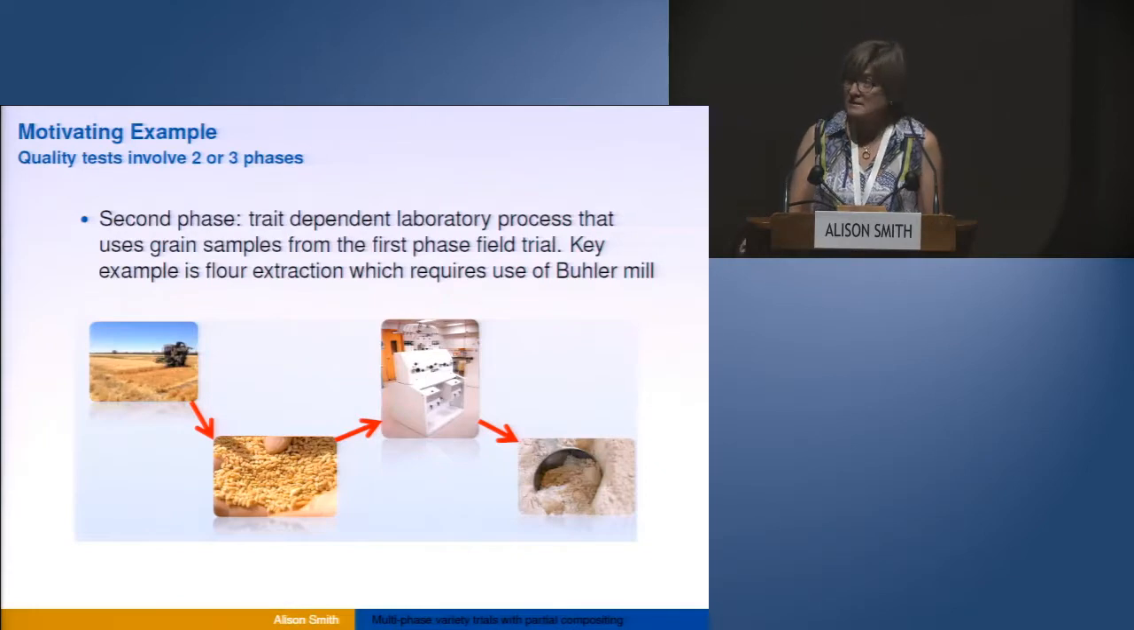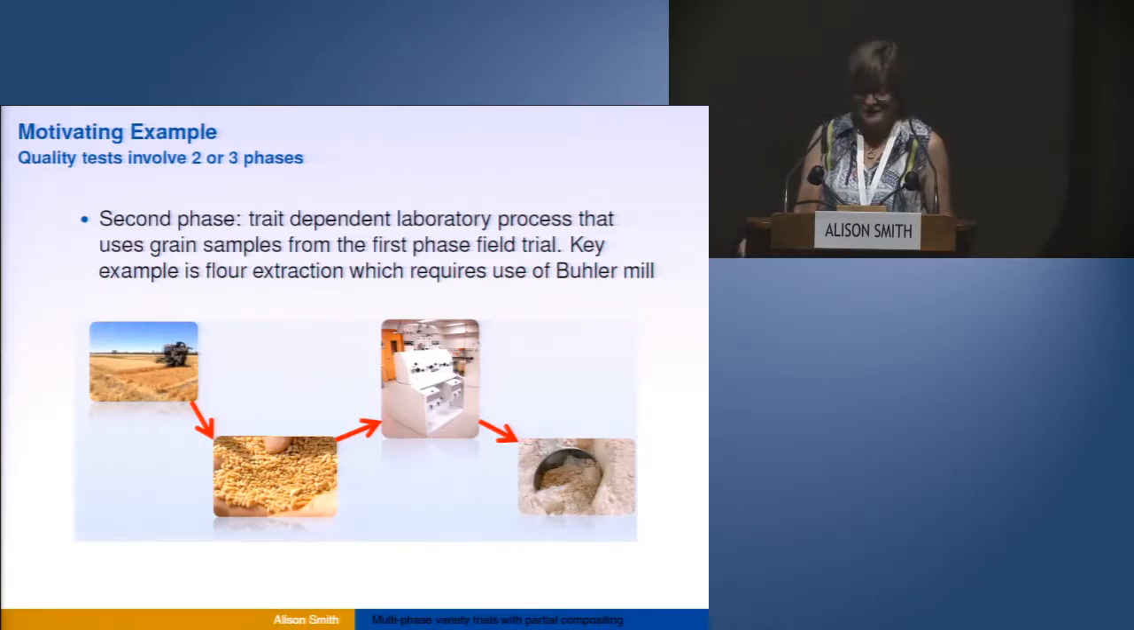Okay, the second phase for obtaining the trait data involves some sort of process in the laboratory where the grain samples that we've obtained from the first phase field trial are taken. One of the examples that we're going to look at today is the thing called flour extraction or flour yield, which is, as the name might suggest, the amount of flour that you produce from a given quantity of grain.